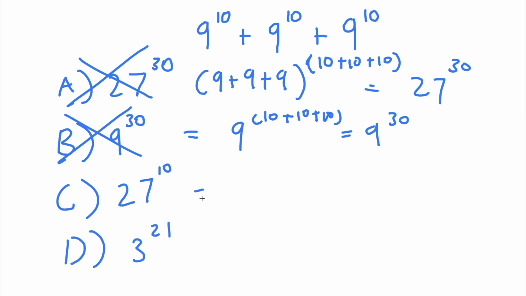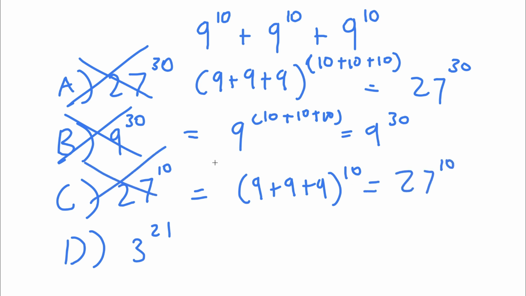So now for C, we have 9 plus 9 plus 9 to the power of 10. So you just add all the bases this time and keep the exponent the same. And this gets 27 to the power of 10, and this is the wrong method as well.